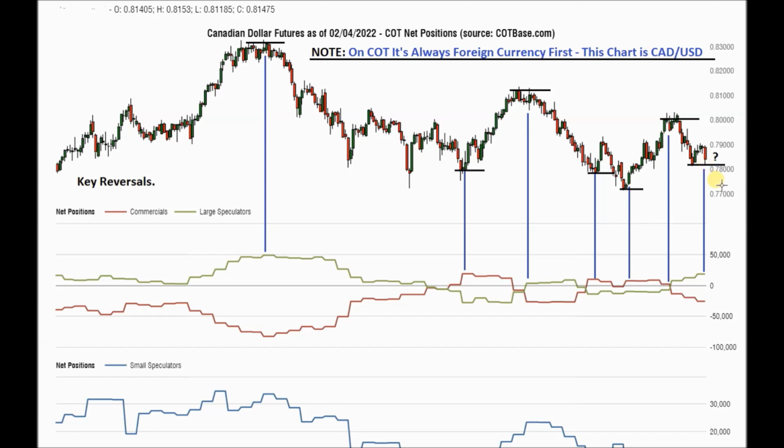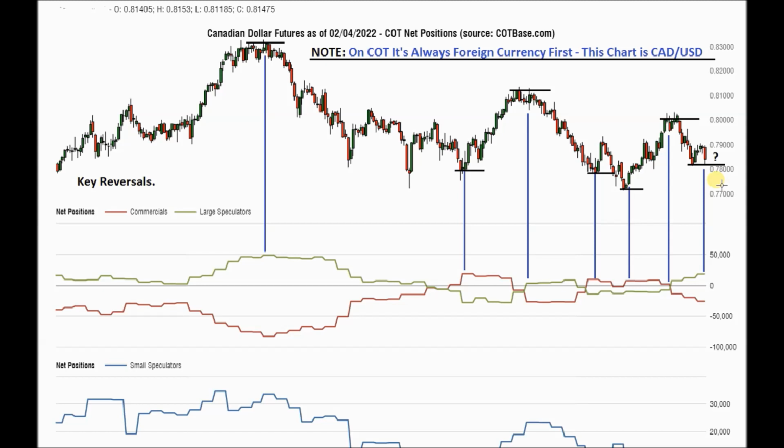Which way are we going to go? My own view, the way I view it from this chart, is that I think we're going to go in favor of the commercials. Now, this is not a timing tool, okay? But it does help you with your technicals, and you can also look at the reasons why the commercials and speculators are moving the way they are. We're going to do just that right now.